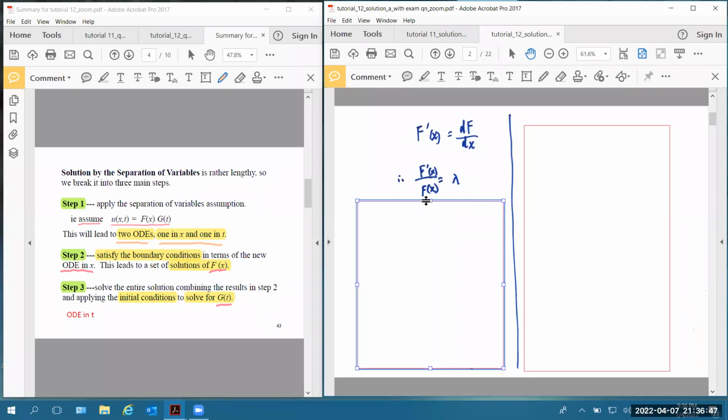Okay, now how to solve this? Now f prime is what? df dx. So let me put that in. So your f prime is your df dx. So I got my 1 over f outside, equal to lambda. All right, everybody here okay? From here, how to get to here? Well, it's because f prime is df dx.